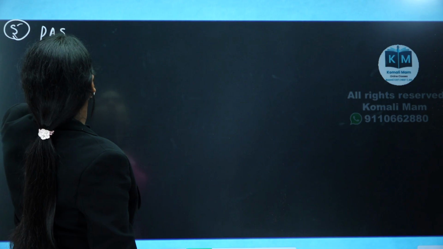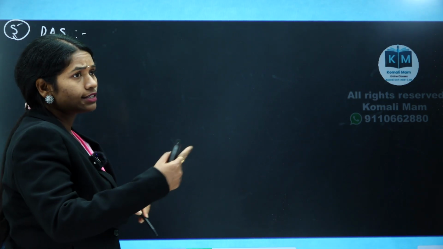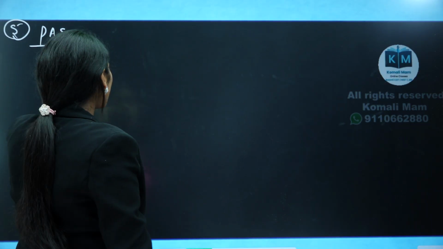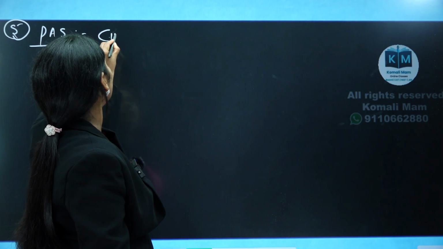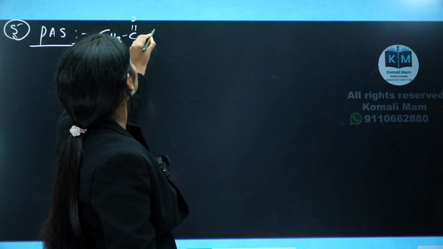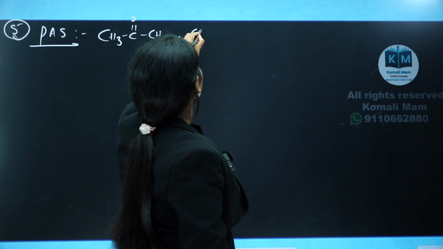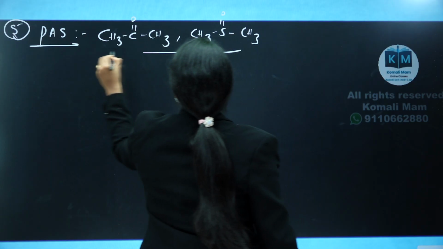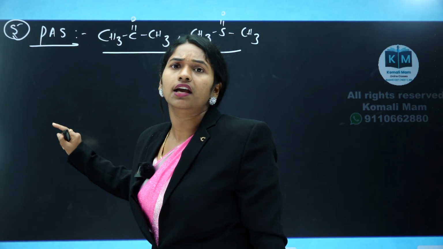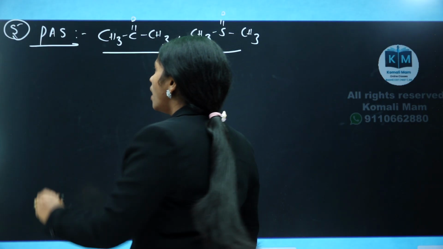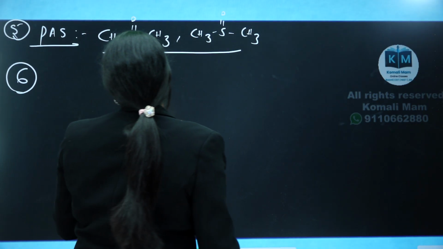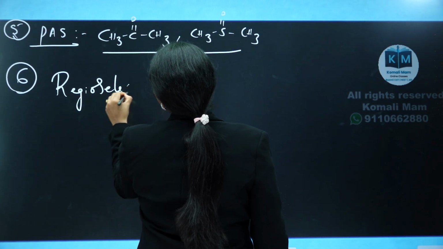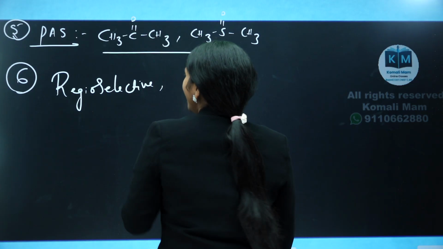Polar aprotic solvents. What are polar aprotic solvents? What is a solvent? What are the types of solvents? Another part I'll discuss. Okay, here simply polar aprotic solvents. Examples I am teaching you: acetone, dimethyl sulfoxide. These are polar aprotic. When you see these solvents, then you have to identify, okay, this is an E2 reaction. Okay, next one, last point. Regioselective. That's it. If you know these 6 points, see how easily you will solve.